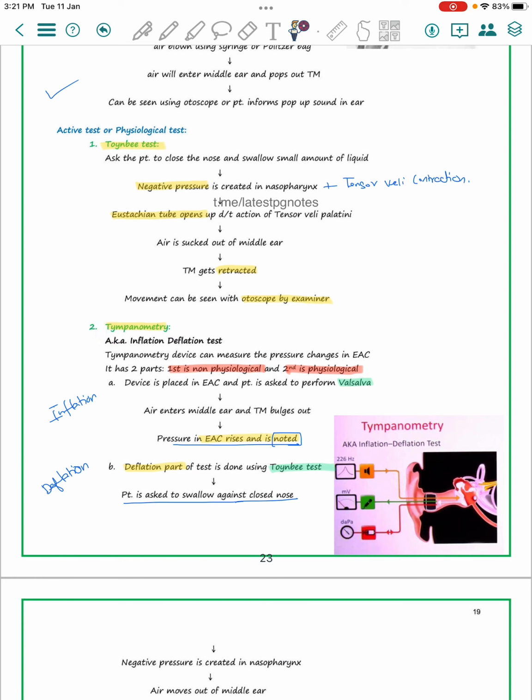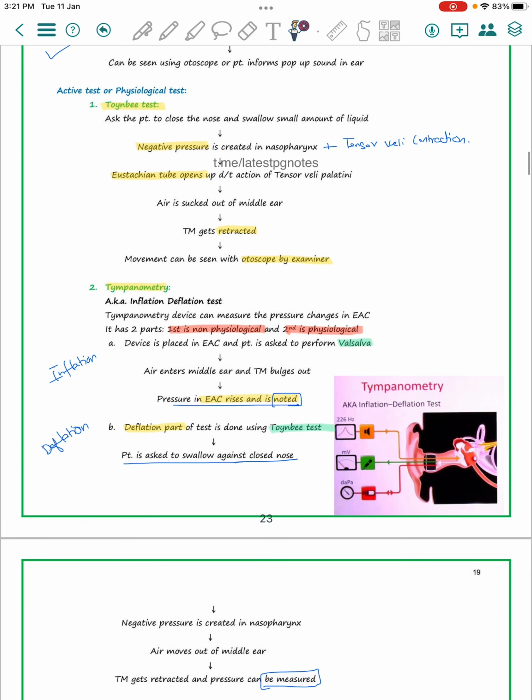Next is the tympanometry, which is a very important step. It uses both the non-physiological and physiological tests. First, for inflation, it is performed by the Valsalva test. A device is placed in the ear, and the Valsalva is performed. Air enters the middle ear and the TM bulges out. Pressure in the EAC rises, and it is noted.